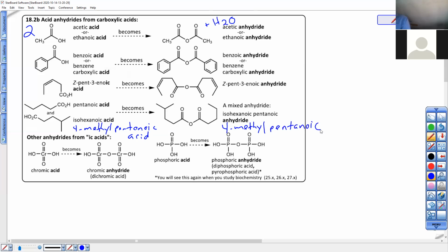And the other acid was iso. No, that was iso. Then the other one was pentanoic acid. And now they are together in what functional group? An anhydride. So we have that word at the end.